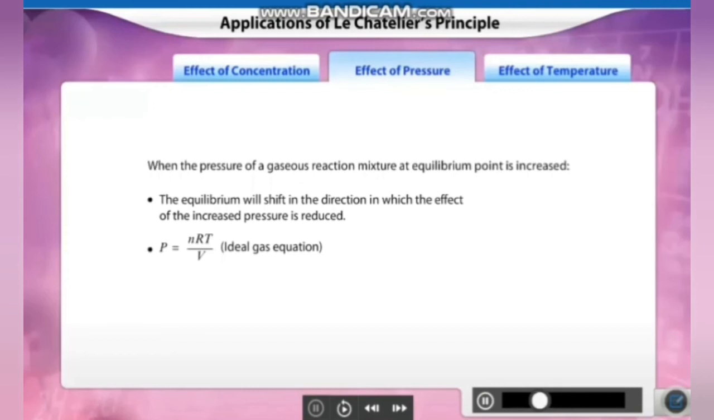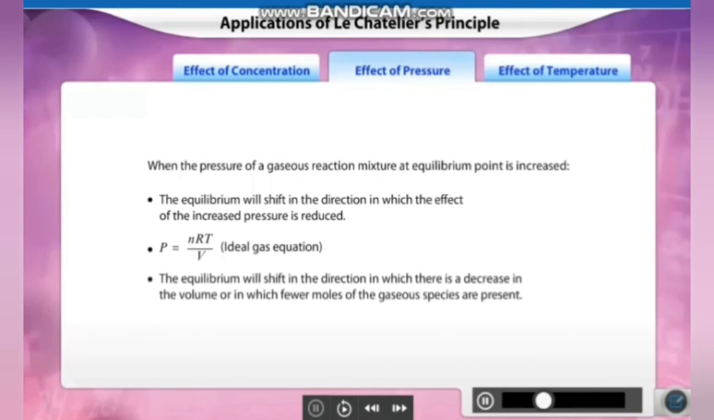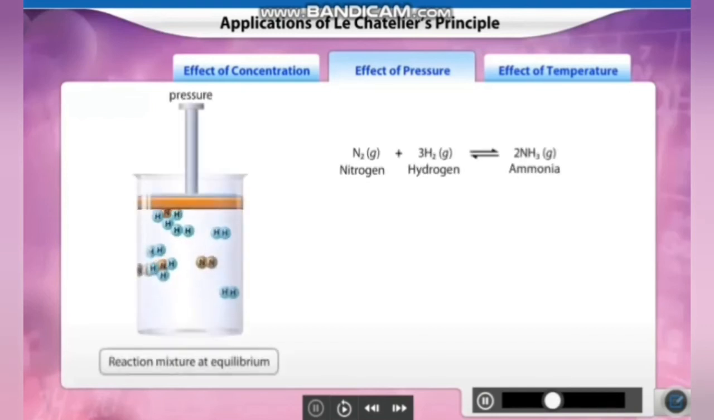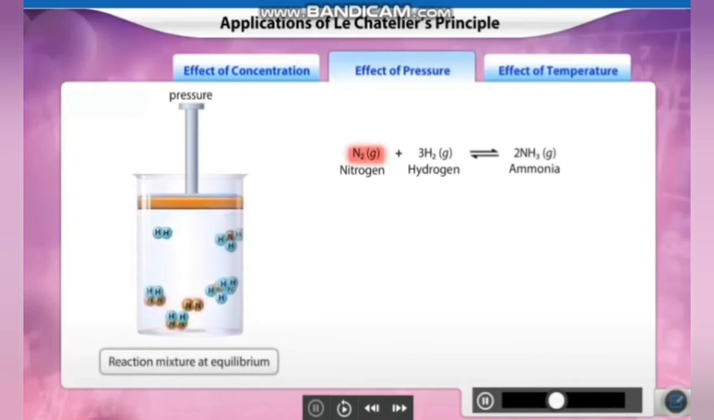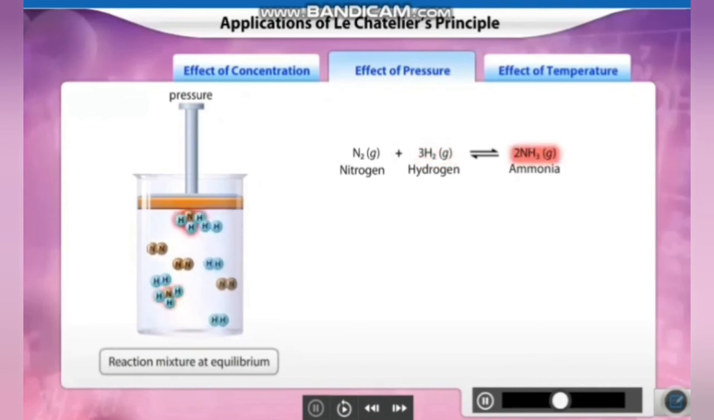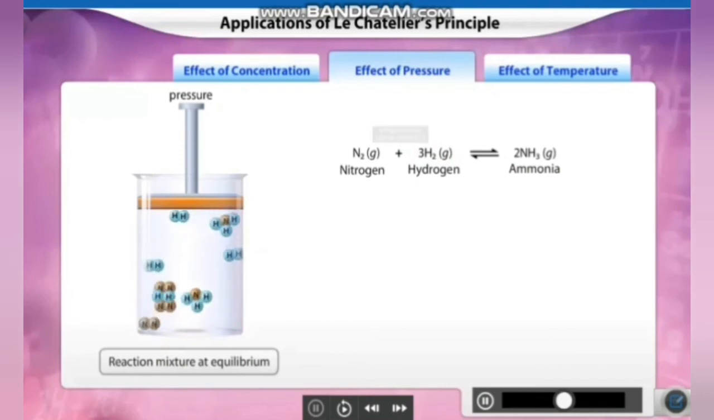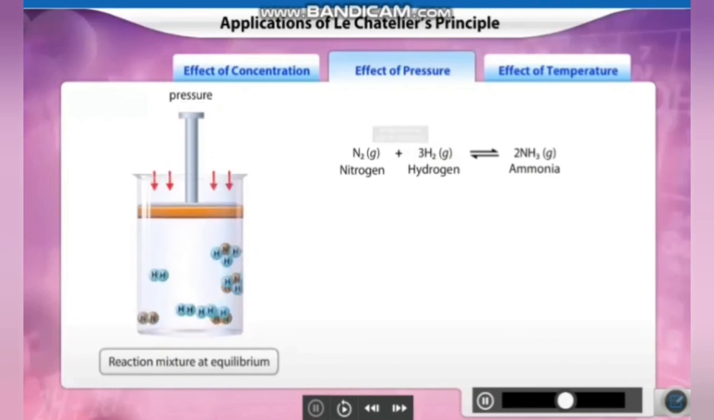So, an increase in pressure will make the equilibrium shift in the direction in which there is a decrease in the volume or fewer moles of gaseous species are present. Now, let us study the effect of pressure by considering the following example. Take a reaction between nitrogen and hydrogen forming ammonia, where 1 mole of nitrogen combines with 3 moles of hydrogen to give 2 moles of ammonia. The reactants and products are at equilibrium at certain pressure.